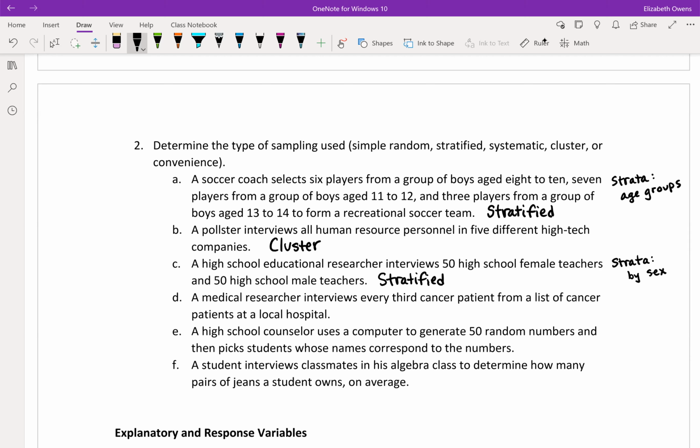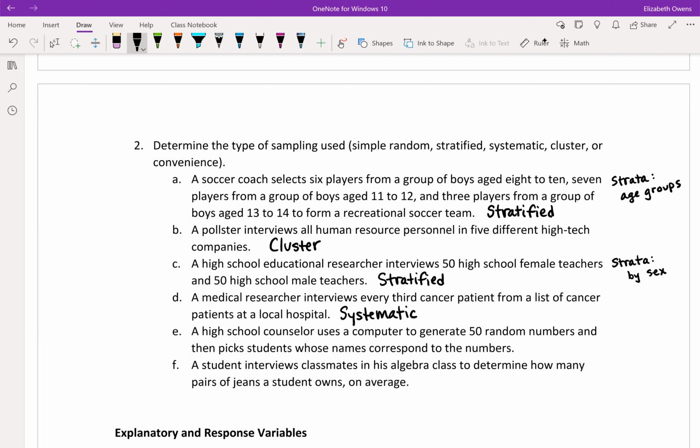On the next one, a medical researcher interviews every 3rd cancer patient from a list of cancer patients at a local hospital. Well, there's a big clue here. Every 3rd cancer patient. So that is straight up the systematic sampling technique. Okay, so we've got a starting point and then we're taking every 3rd person from that list.